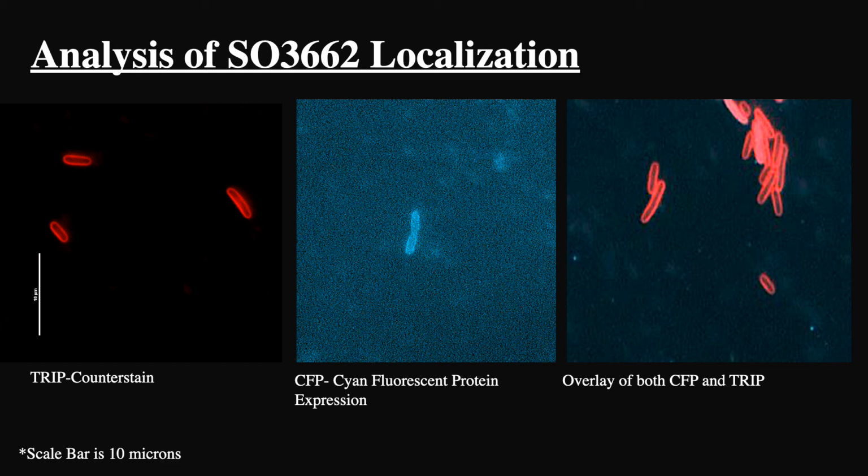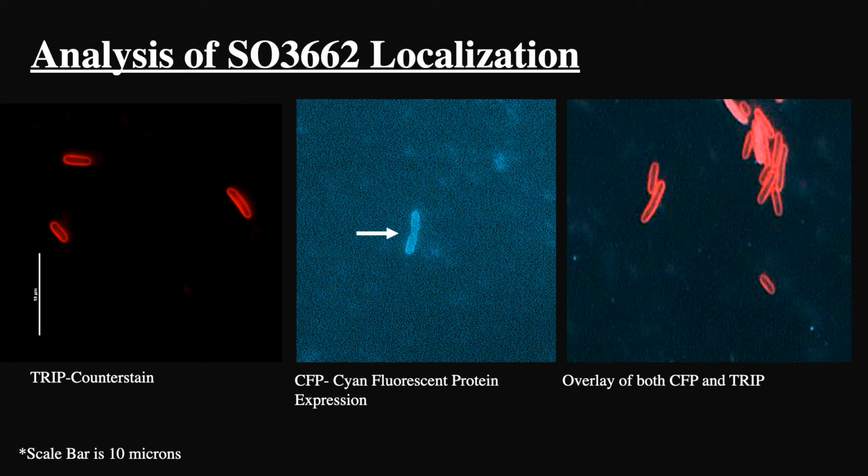The cyan fluorescent protein microscopy image shows us the location of our protein, indicated by the blue glow around the outside of the cell. We also used a lipid counterstain, indicated by the TRIP stain, which stained both membranes of the cell so we could try and distinguish which membrane the protein is in.